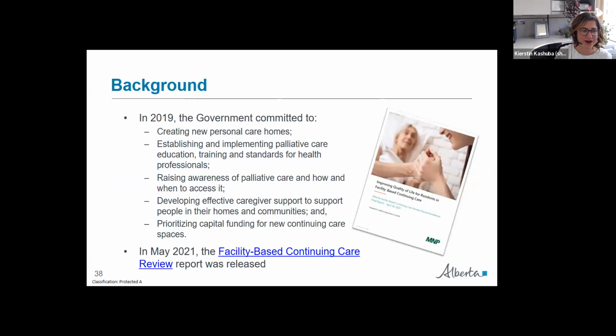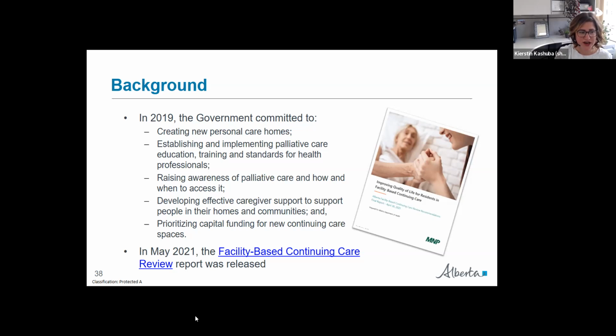There we go. So government recognizes the need for more continuing care and that it will rise, and that the continuing care system must evolve to respond to the needs of an aging population. So government's 2019 platform contains several commitments in the continuing care sector, including creating new personal care homes or small care homes for 15 or fewer people who need continuing care supports, improving palliative care, including awareness to it and access to it, increasing caregiver supports, especially for those living in home and community, and prioritizing capital funding for creating additional continuing care spaces.